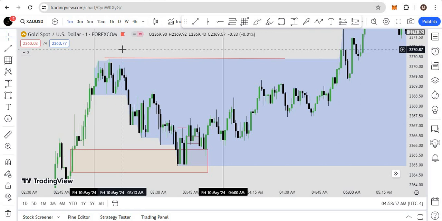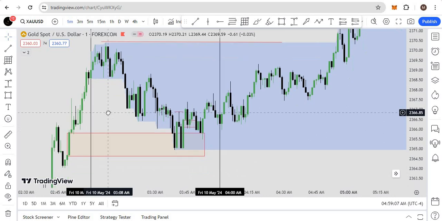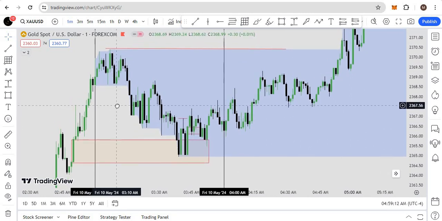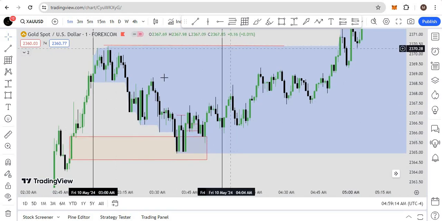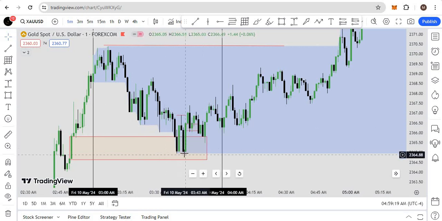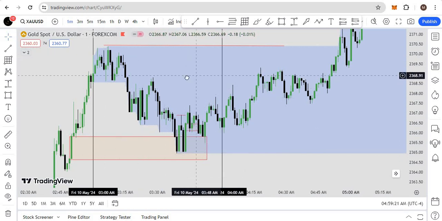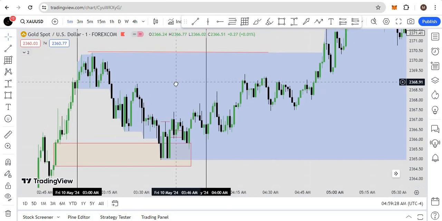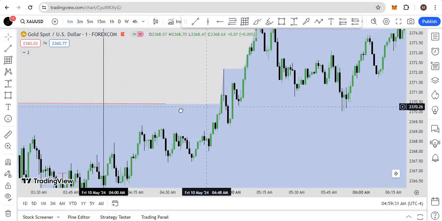ICT also states one more thing: on forex pairs, the minimum framework for this work should be 15 pips, and on indices 10 handles or 40 ticks. It doesn't mean that from entry to exit should be 15 pips. It means that this framework from here to here should be 15 pips. Okay, then it will be more accurate, and it will more generally go to the liquidity you're seeking. So this is the first thing.